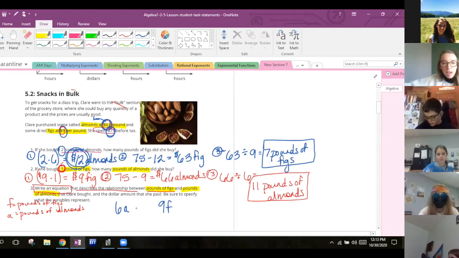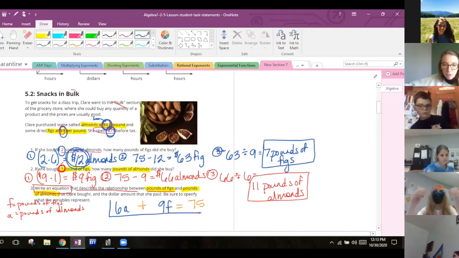Good. So I'm going to have to take that total amount of almonds and that total amount of figs, and we're going to have to add them together. All right. And then all of that has to equal our budget. What was our budget? 75. That was our constraint that we had to meet. So good job, guys. Y'all came up with an equation for the situation. Good job.